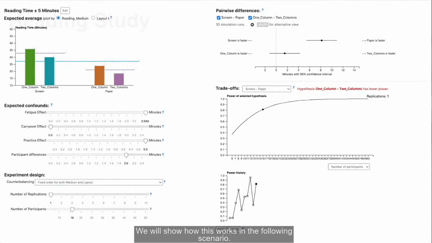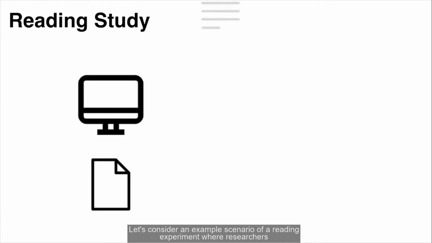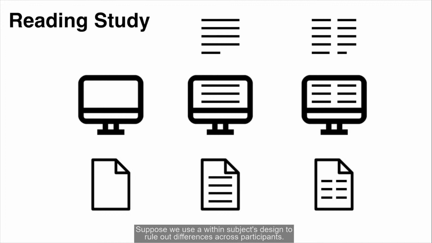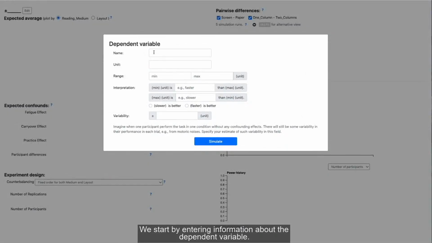We will show how this works in the following scenario. Let's consider an example scenario of a reading experiment where researchers studied the effect of the reading medium and column layout on the reading time. Suppose we use within-subject design to rule out difference across participants. We are trying to estimate the number of participants we plan to recruit.